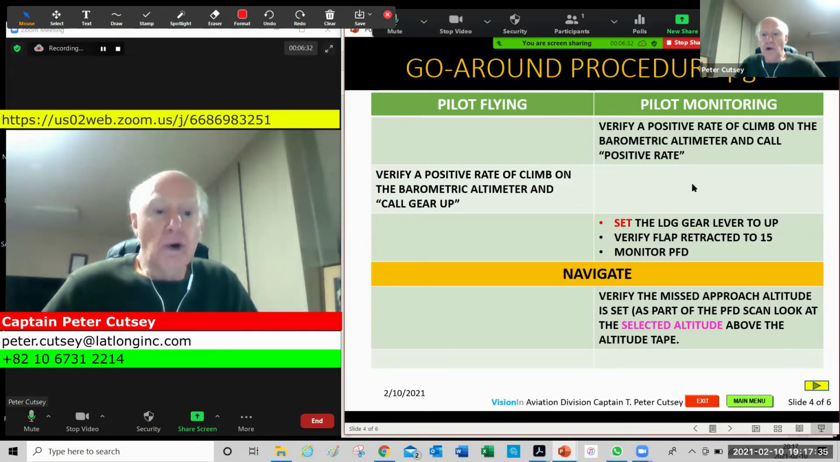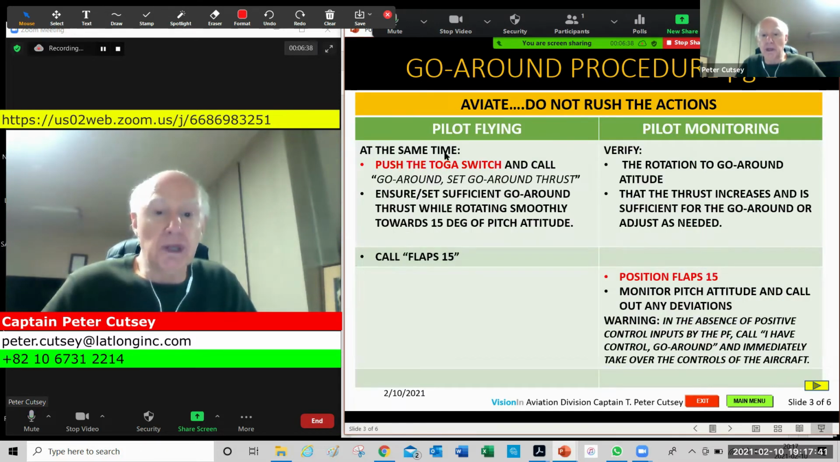Okay, so everything that we're looking at here is for a normal go-around with normal hydraulics, but I just wanted you to look at the way I'm suggesting that you go around, following the FCTM, and I'm sure your company would appreciate following something similar to what you're seeing on screen.